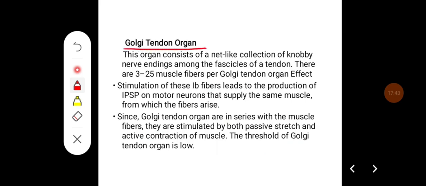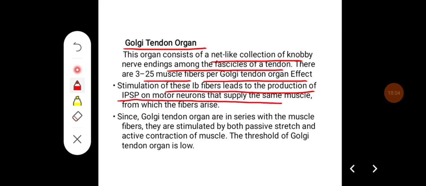Golgi tendon organ. This organ consists of a net-like collection of knobby nerve endings among fascicles of a tendon, which is responsible for autogenic inhibition. There are 2 to 25 muscle fibers per Golgi tendon organ. And stimulation of these 1B fibers leads to the production of IPSP on motor neurons that supply the same muscle from which the fibers arise. Since Golgi tendon organs are in series with the muscle fibers, they are stimulated by both passive stretch and active contraction of the muscles. The threshold of the Golgi tendon organ is low.